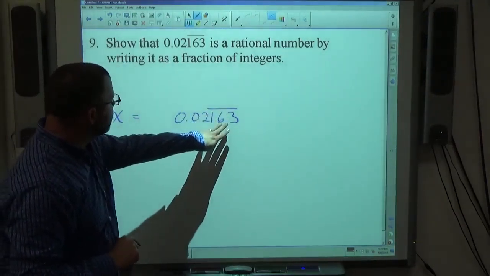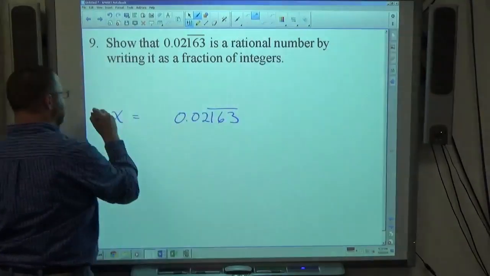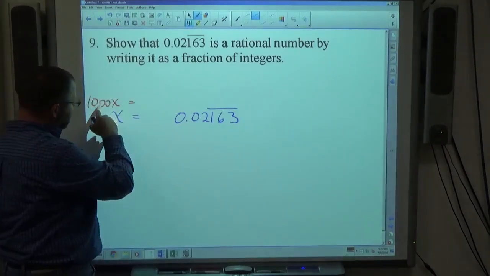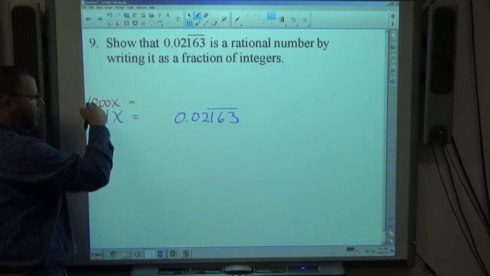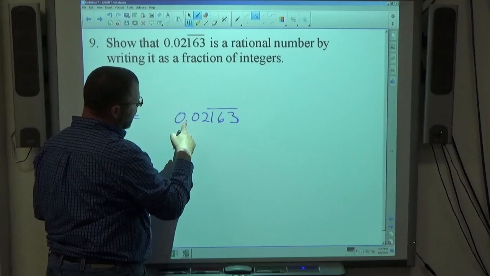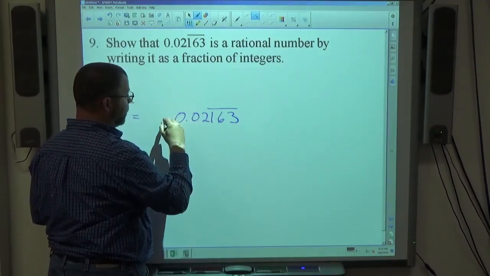Then, since 3 digits repeat, multiplication by 10 to the third power, better known as 1,000, on both sides. Multiplying by 1,000 on this side just makes 1,000x, because this was 1x. 1 times 1,000 is 1,000. Multiplying this side by 1,000 is moving the decimal point 3 spaces to the right, 1, 2, 3, so it's going to be 21.63.